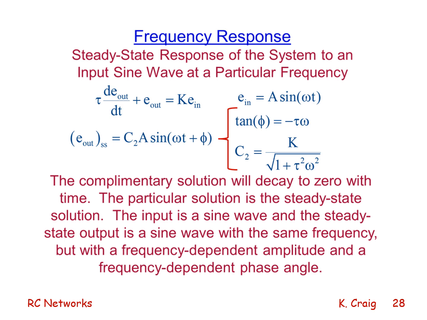Frequency response, which is what we've just performed, is the steady state response of the system to an input sine wave at a particular frequency. If the input is A sine omega t, the output is C2A sine omega t plus phi, where the tangent of phi is minus tau omega, and C2 is given by this expression.